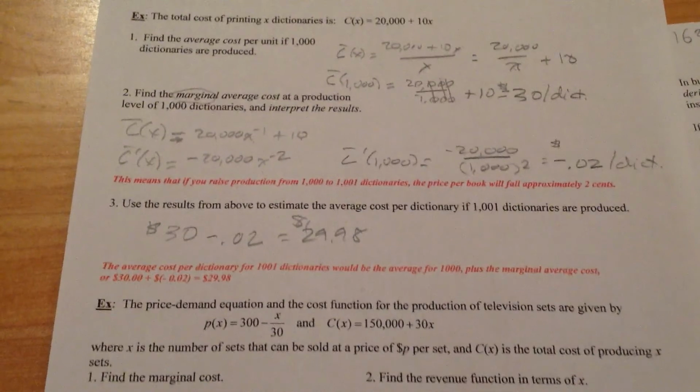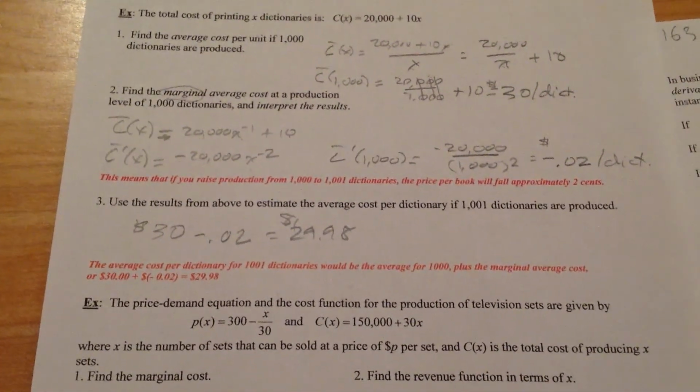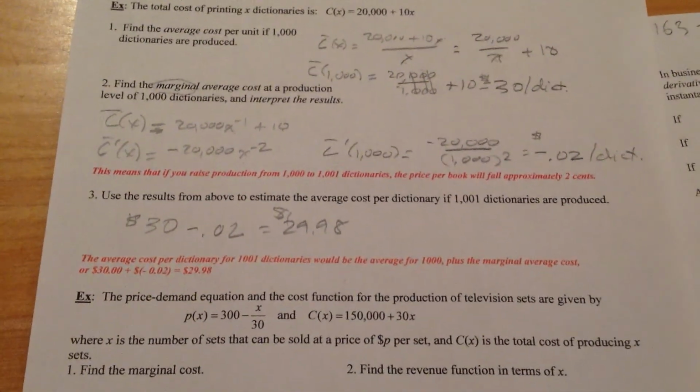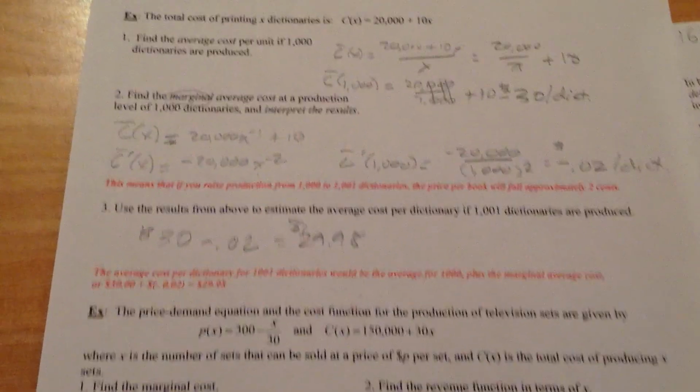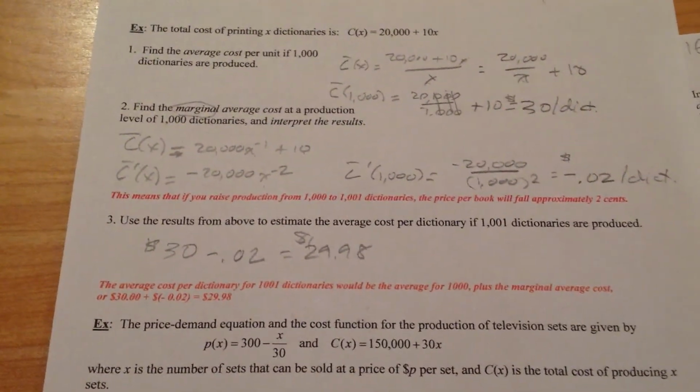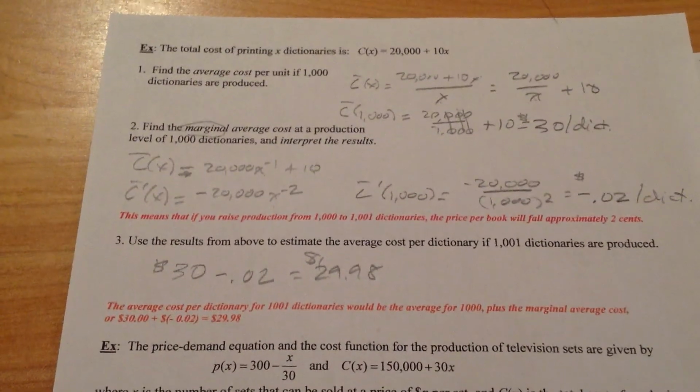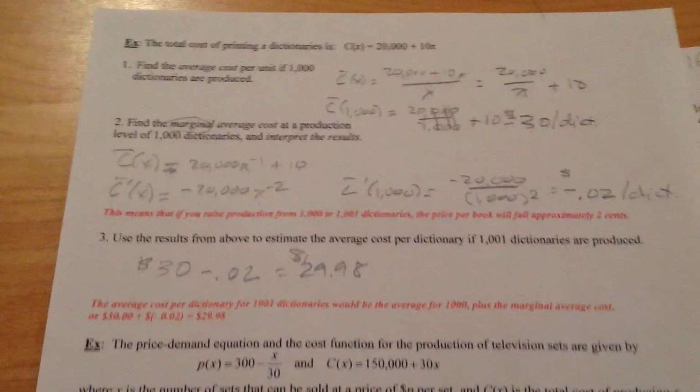That means the average cost per dictionary for 1,001 dictionaries would be the average for 1,000 plus the marginal average cost. In this case, that was a negative, so we're really subtracting because we're spending less on the manufacturing cost of our dictionaries. So $29.98.